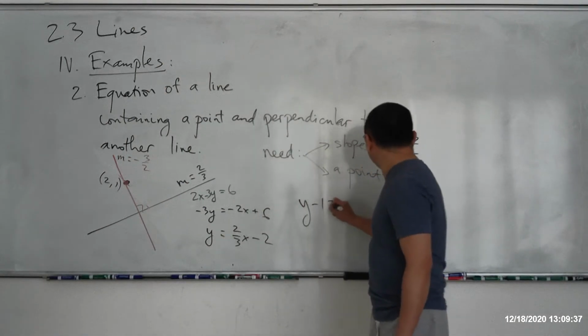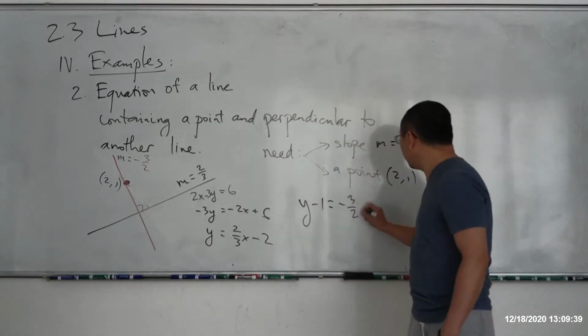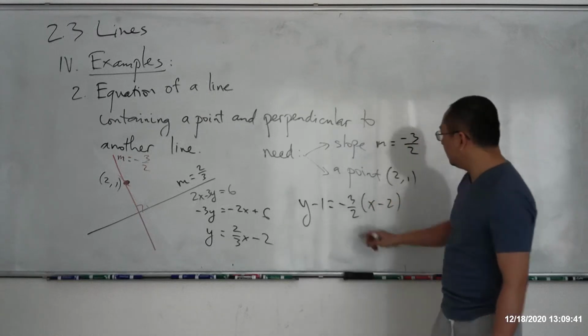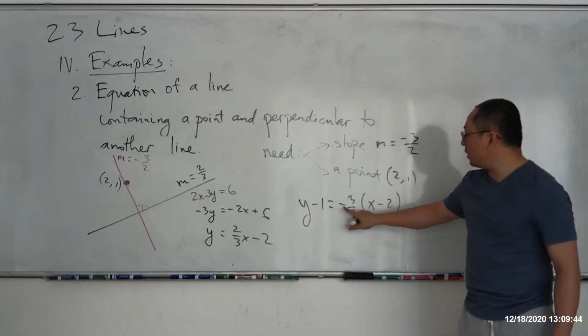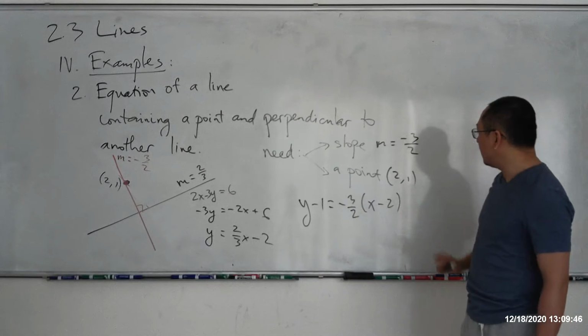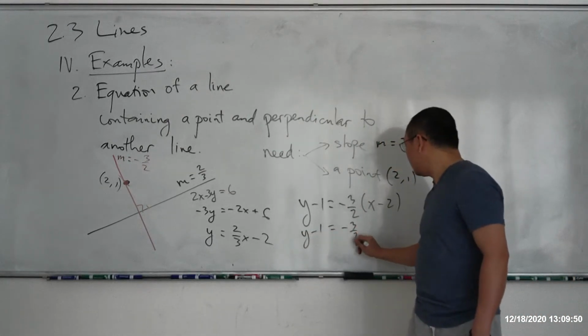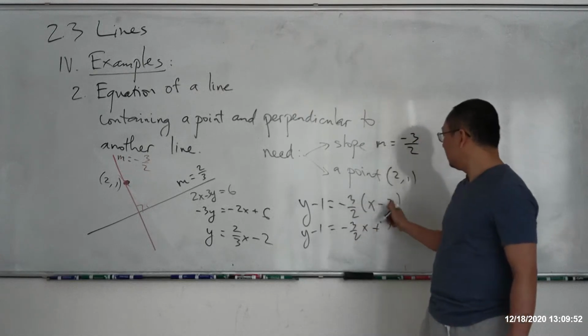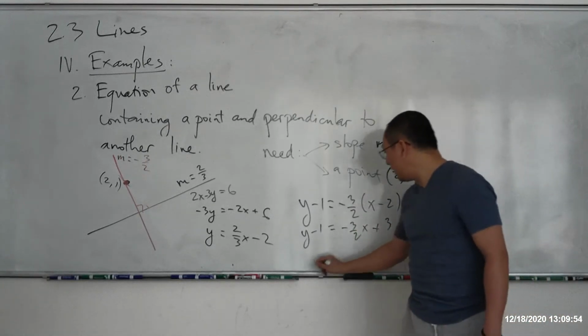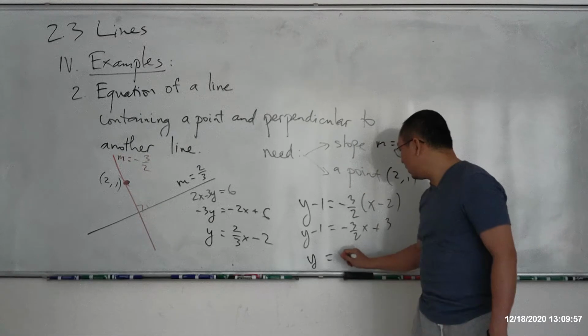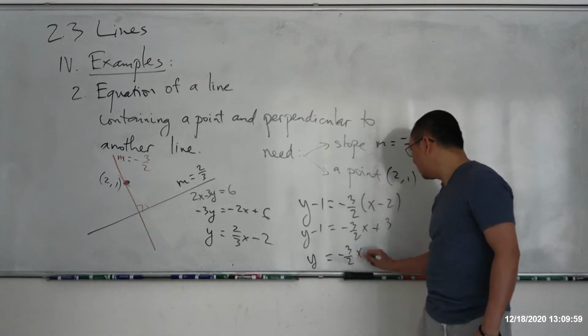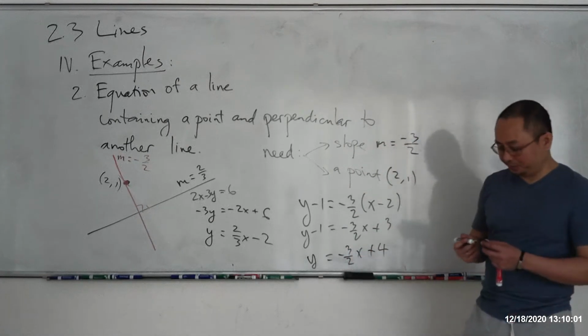y minus 1 equal to negative 3 over 2 times x minus 2. See? y minus y1 equal to m times x minus x1. So y minus 1 equal to negative 3 over 2 x plus 3. Distribution, and add 1 on both sides. And then y equal to negative 3 over 2 x plus 4. You have the answer.